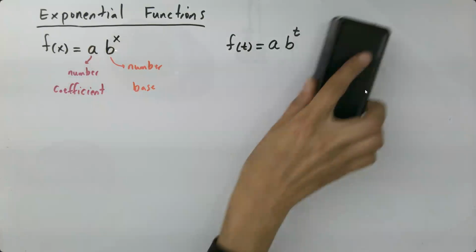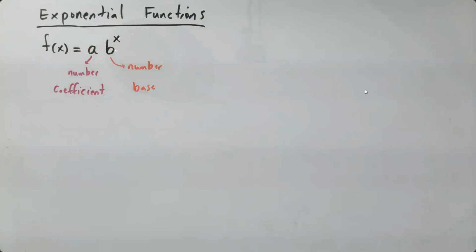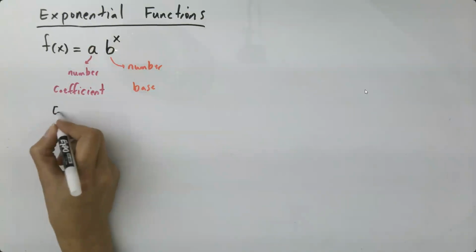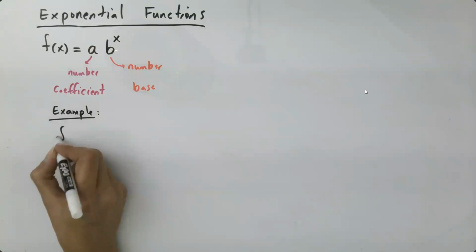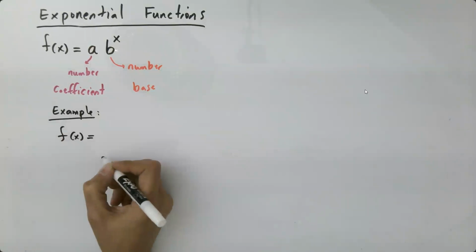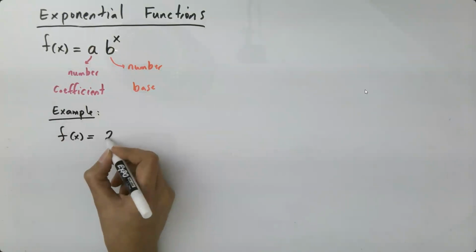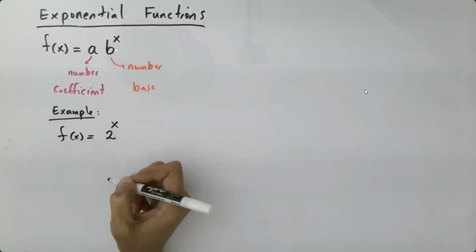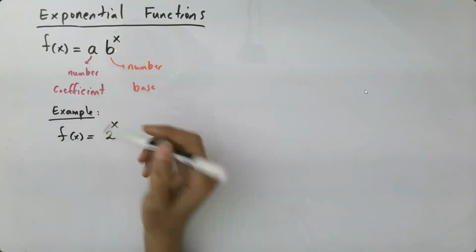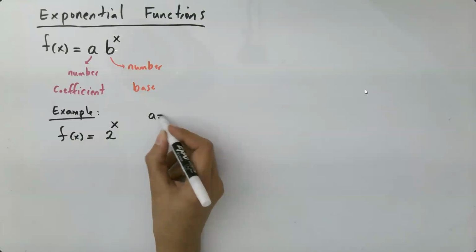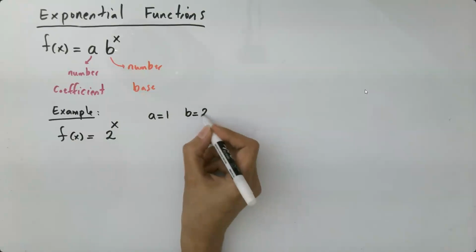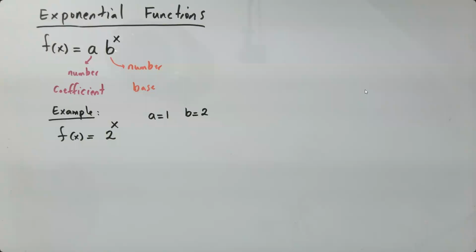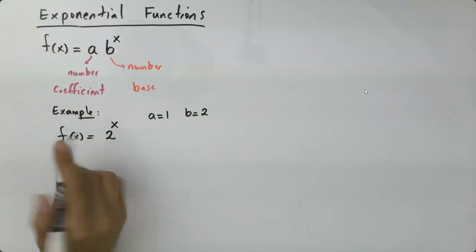I'll give you some examples. Let's take a look at a couple of examples and try to graph them. Well, suppose you have f of x equals 2 to the power x. I'm not giving you any coefficient. Remember that the coefficient here is invisible, so a is equal to 1, and b, the base, is equal to 2. Okay, so this is an exponential function.